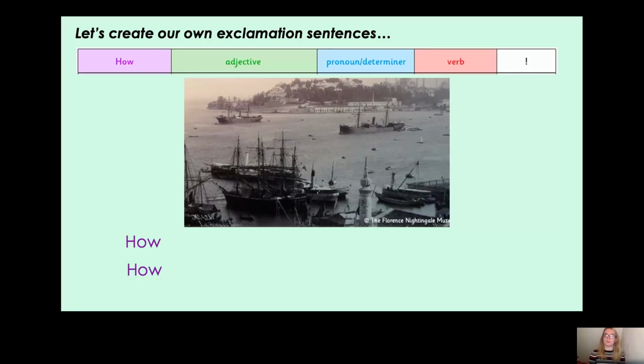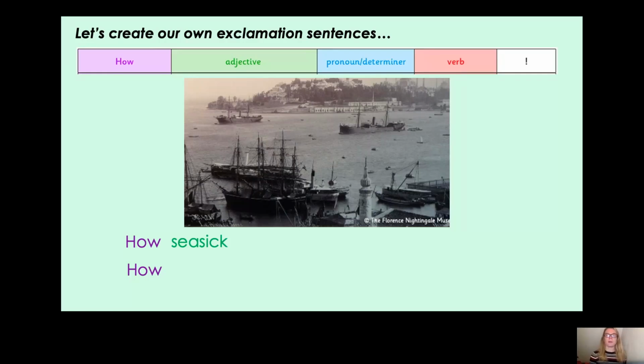Now remember, the waves were very rough because the weather was very bad, wasn't it? So therefore I need an adjective to describe how Florence Nightingale probably felt. Well, if you've ever been on a boat when the water's rough, you start to feel a little bit seasick. So I'm going to use the adjective seasick. How seasick. Now, what do I need next?